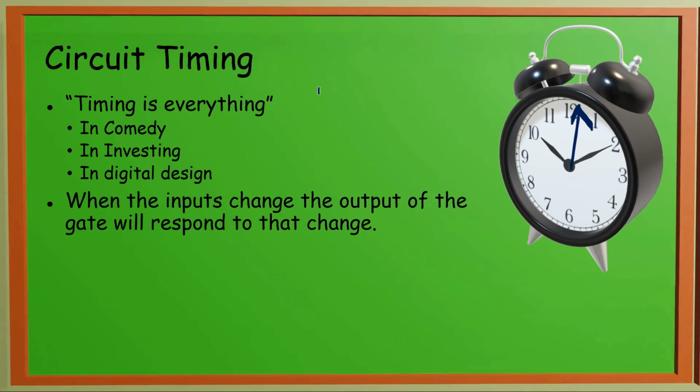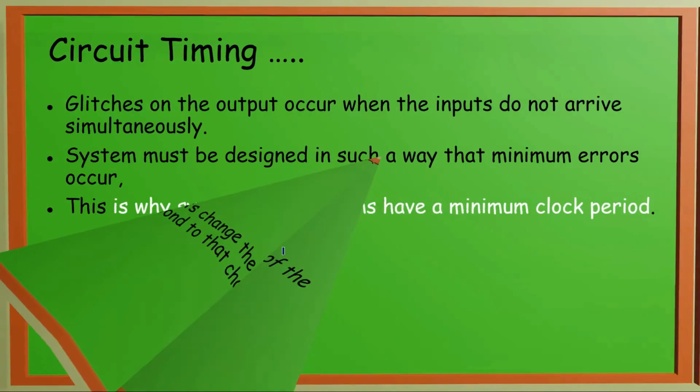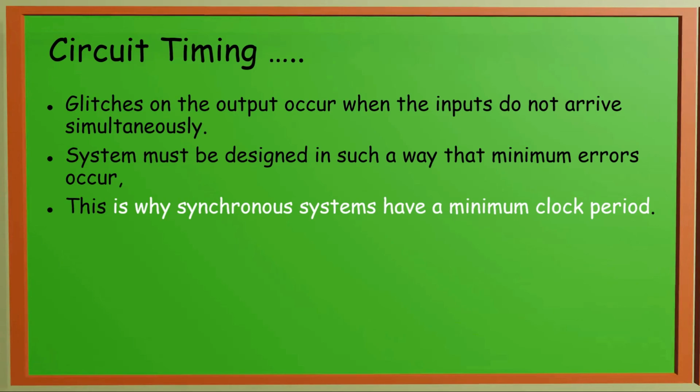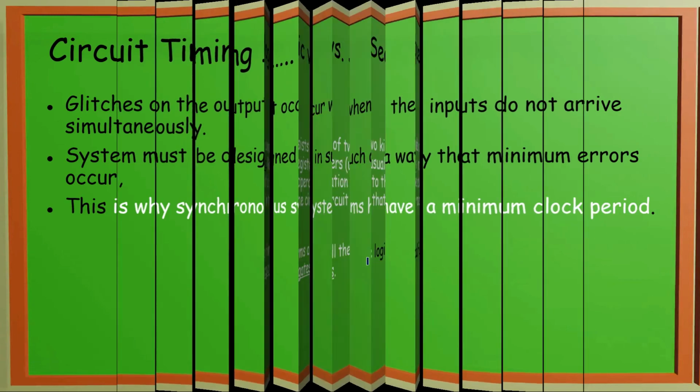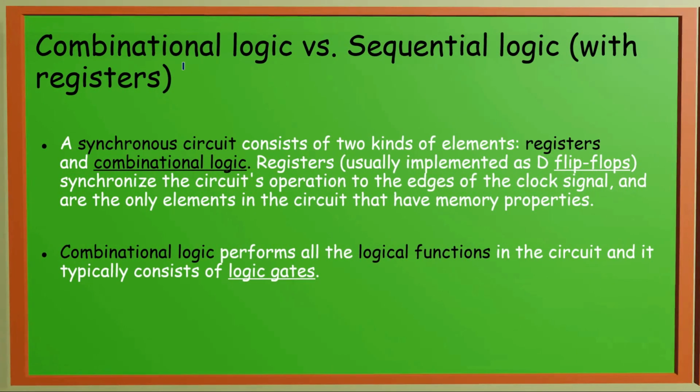Inputs are changing, maybe rapidly, in terms of zeros and ones. We must consider the delays, and the entire circuit timing must be synchronized so that the output changes with respect to the change in the input. Otherwise, we'll get glitches. There will be errors if timing is not matched. That is why a synchronous system should have a minimum clock period. Okay, this is about timing.